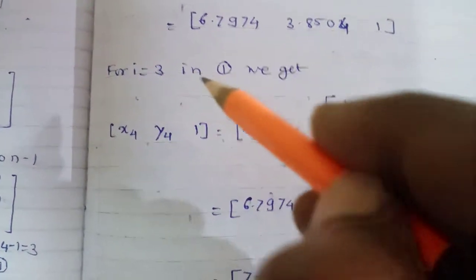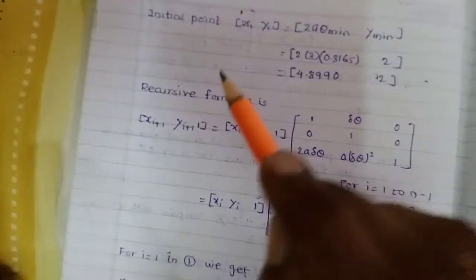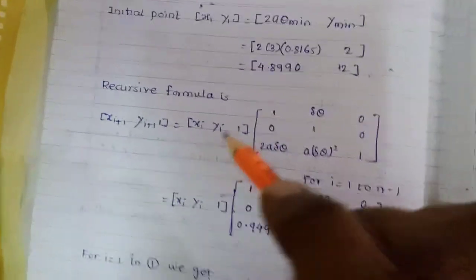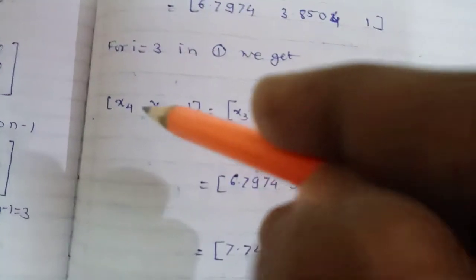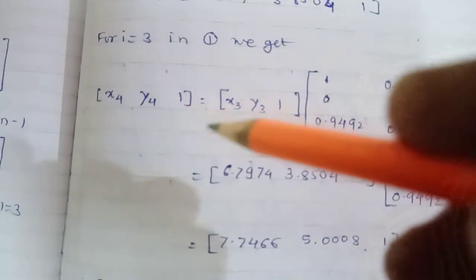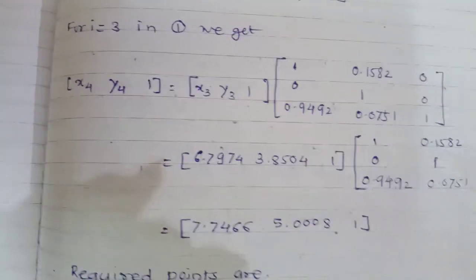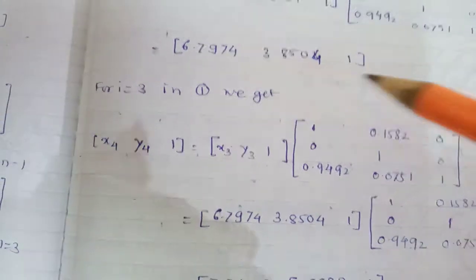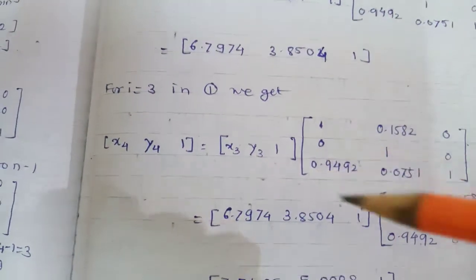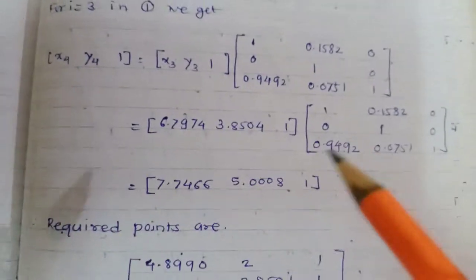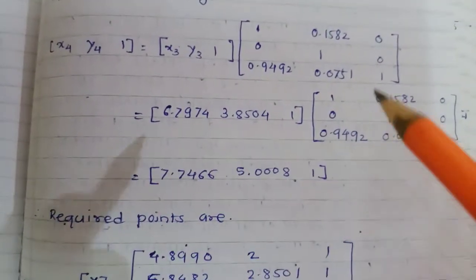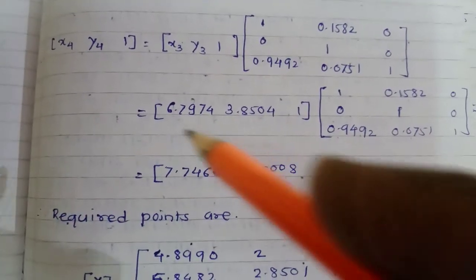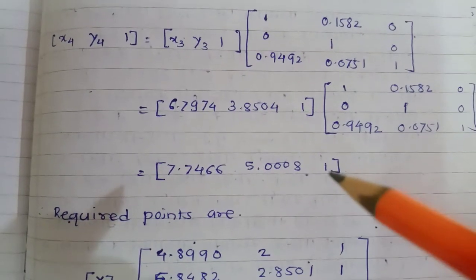So for i equal to 3 in 1 we get 3 plus 1 is 4, 3 plus 1 is 4 and here 3, 3. In short, for obtaining x4 y4 1 we use x3 y3 1 into this standard matrix. X3 y3 1, these values we have already obtained here. So put those values here. Again do the same procedure. First row, first column we get this entry. First row, second column we get this entry. First row, last column we get this entry.